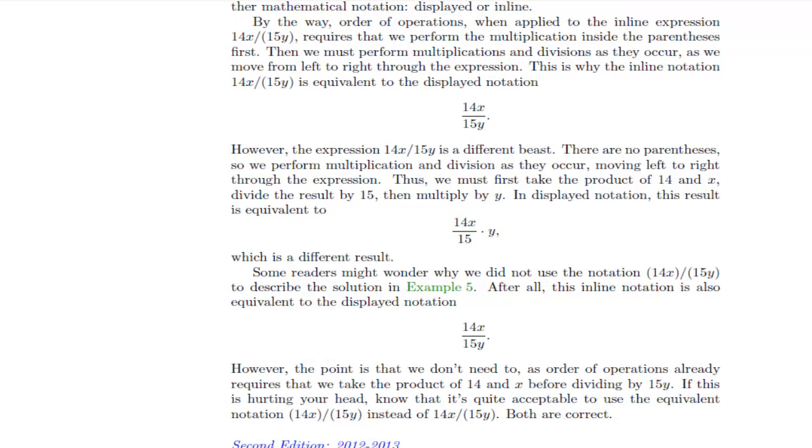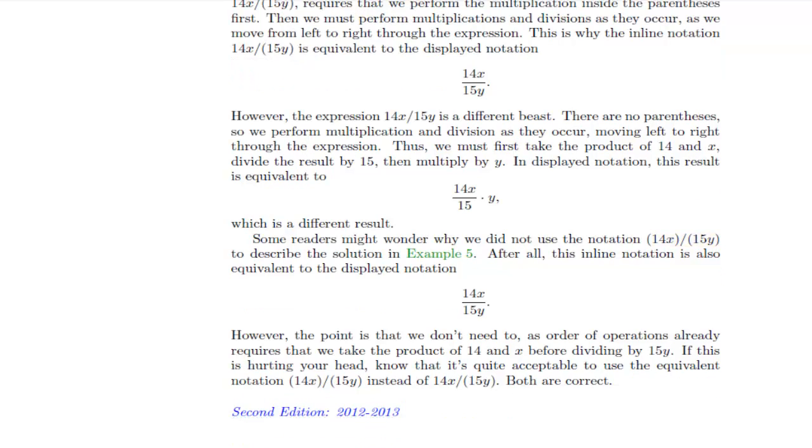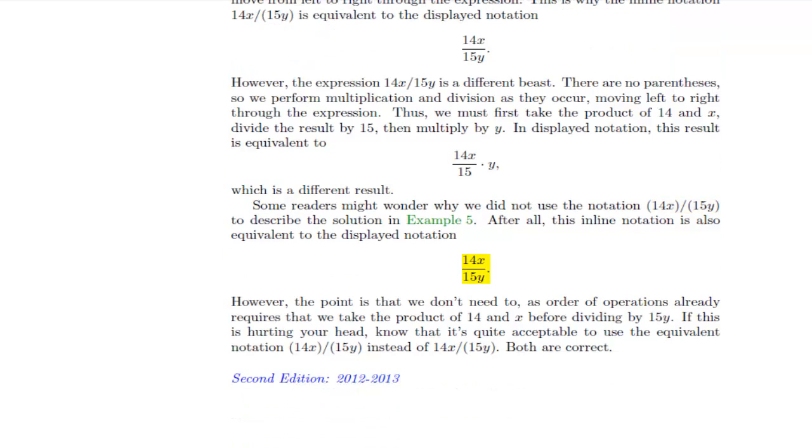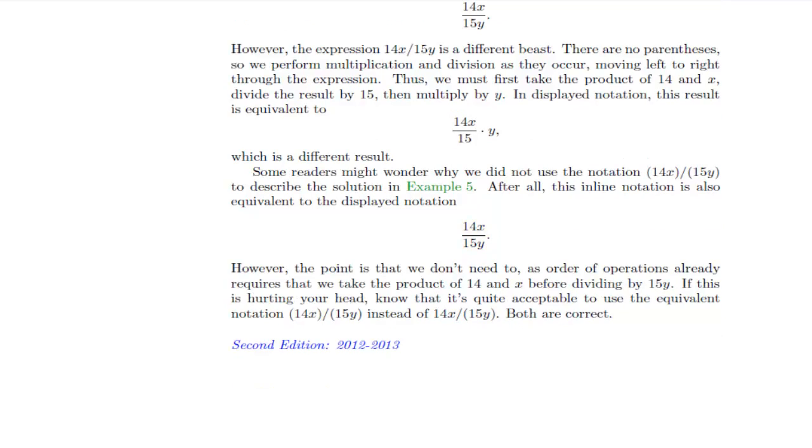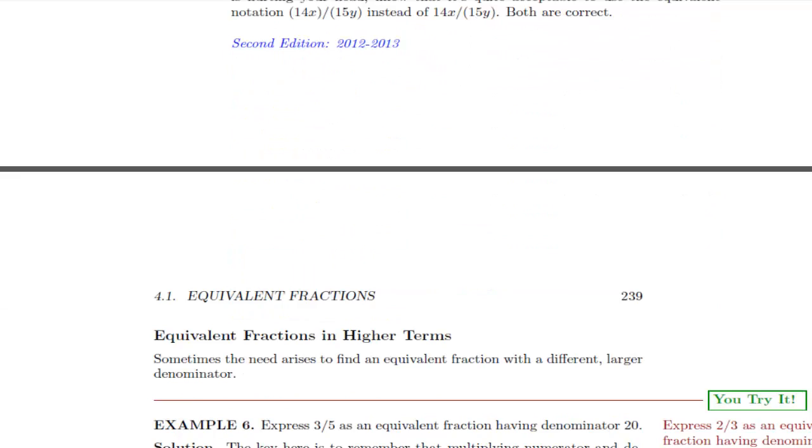Some readers might wonder why we did not use the other notation to describe the solution in example 5. After all, this inline notation is also equivalent to the displayed notation. However, the point is that we don't need to, as order of operations already requires that we take the product of 14 and x before dividing by 15y. If this is hurting your head, know that it's quite acceptable to use the equivalent notation instead. Both are correct.